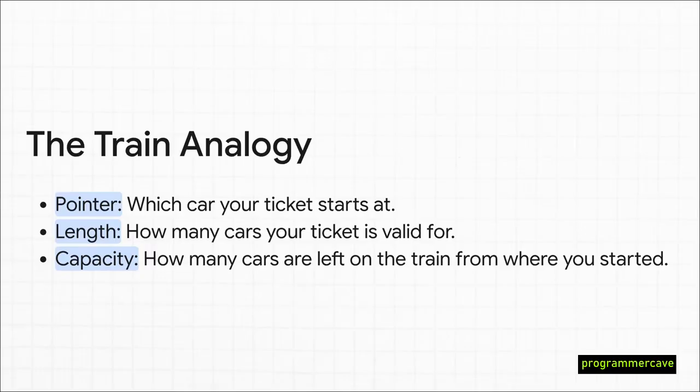To really hammer this concept home, I love this analogy. Think of a slice as a train ticket. The pointer tells you which car your ticket starts at. The length is how many cars your ticket lets you walk through. And the capacity? That's how many cars are left on the whole train, starting from your car. See? The ticket isn't the train, it's just your access to it.